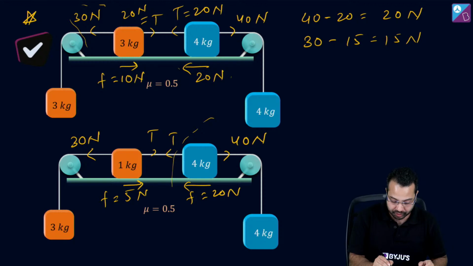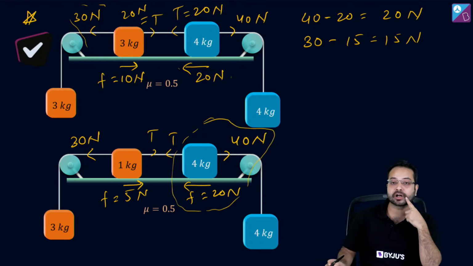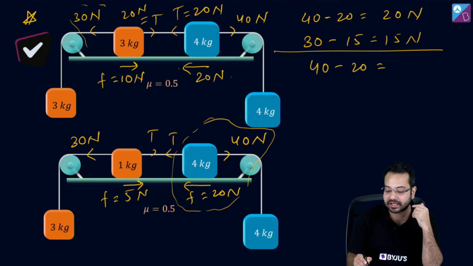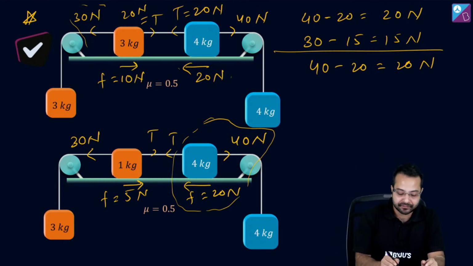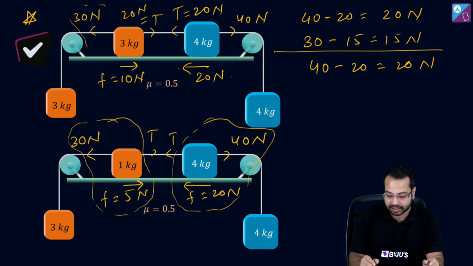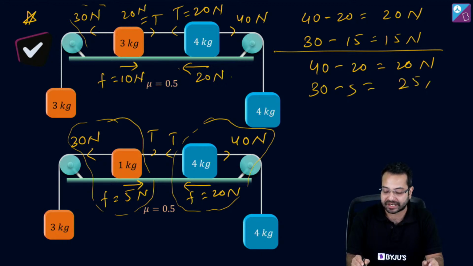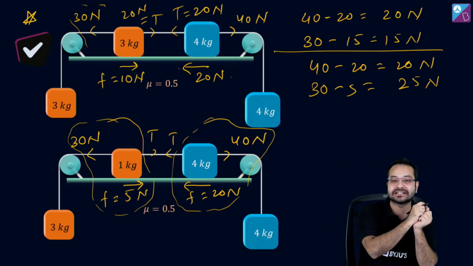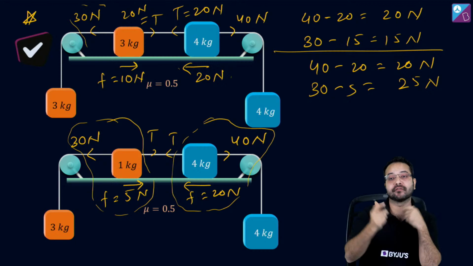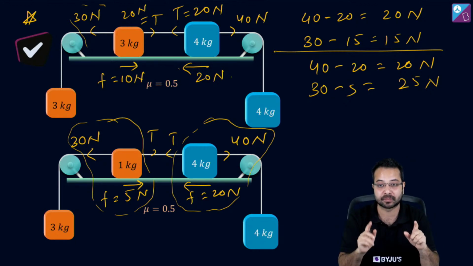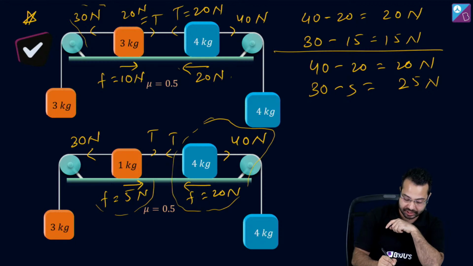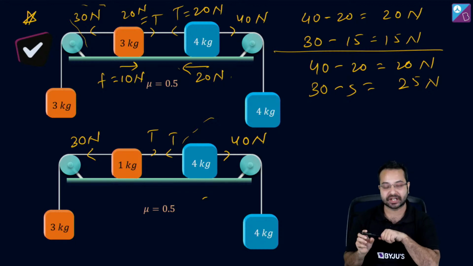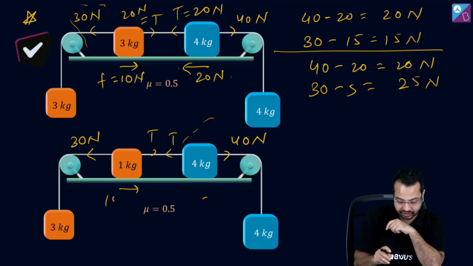So if we talk about this, the tendency of the 4 kg block, what is the net pull? The net pull is 40 minus 20 is equal to 20 Newton. Do you agree? And if we talk about this, the net pull is 30 minus 5 is equal to 25 Newton. Now in this situation, the 1 kg block has a greater tendency of pulling the string. Is that right? So the friction is going to get adjusted first on the 1 kg block. If we do that, we are certainly going to get the right answer. Okay. So I'm going to adjust friction first on the 1 kg block. So this is going to be 5 Newton.